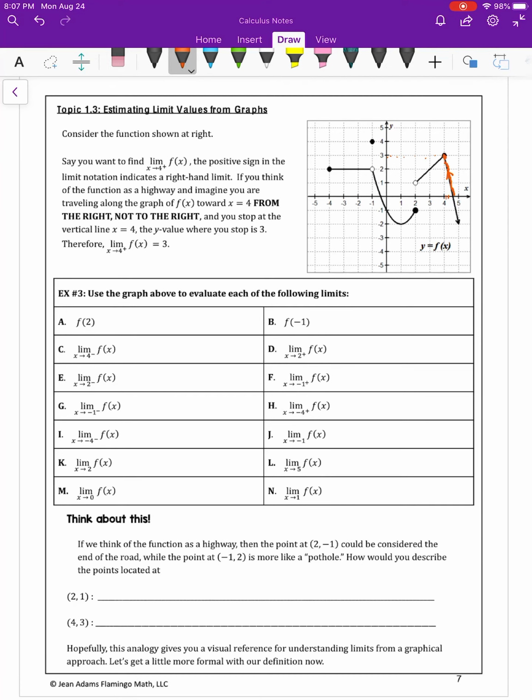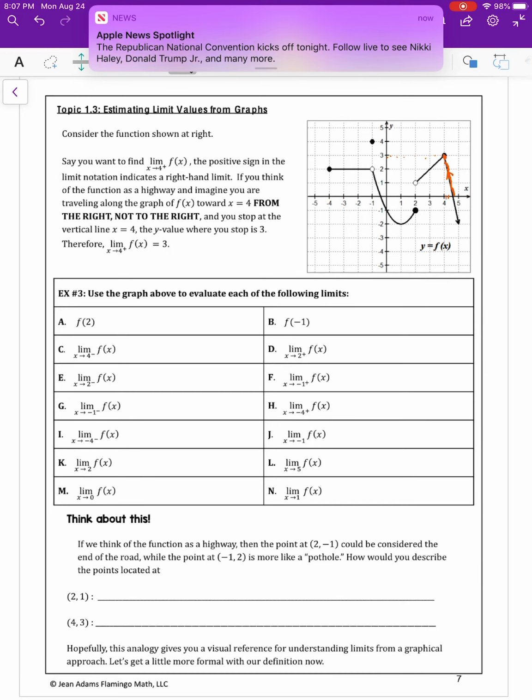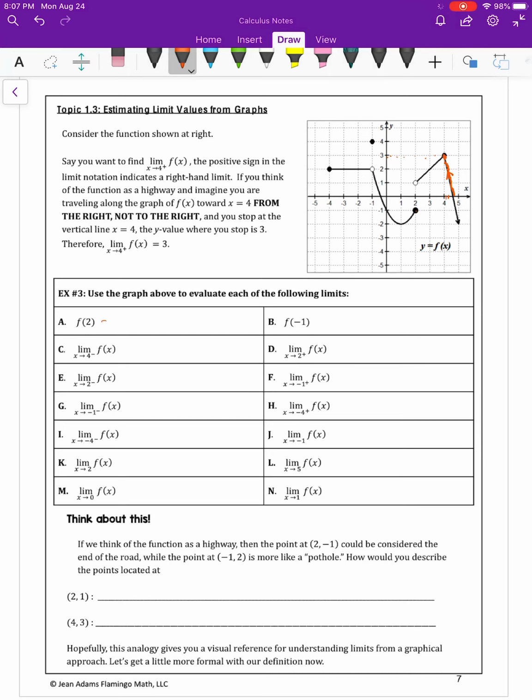So let's do A, f of 2. If I look at 2 here and I look where the solid dot is, the solid dot is at negative 1. So my f of 2 is negative 1. What's f of negative 1? Well, I go to negative 1 and then I go up, and you'd think it might be 2, but that's an open circle. The solid dot is up here at 4. So f of negative 1 is 4.